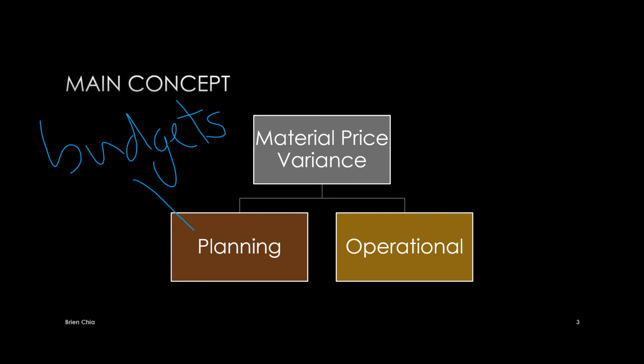Operational means the difference between a budget and actual performance. That means we are going to see whether the manager or the function has actually achieved what it was planning to do. So this one has an actual element in it.